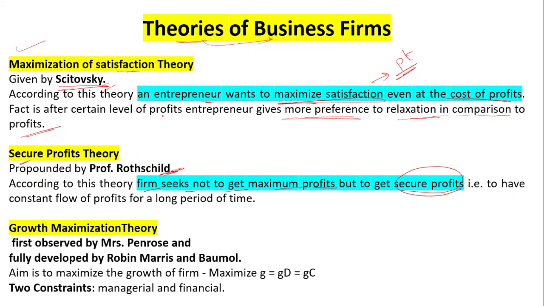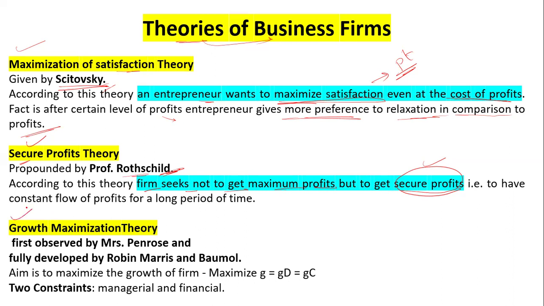In the maximum satisfaction theory, you see that the firm earns maximum profit, and after that it gets a relaxation and wants to be maximally satisfied. But here they also give importance to securing your profit. Once you get a maximum profit, you don't get to relax. You have to secure your profit maximization. So this theory is given by Rothschild. This is the secure profit theory.